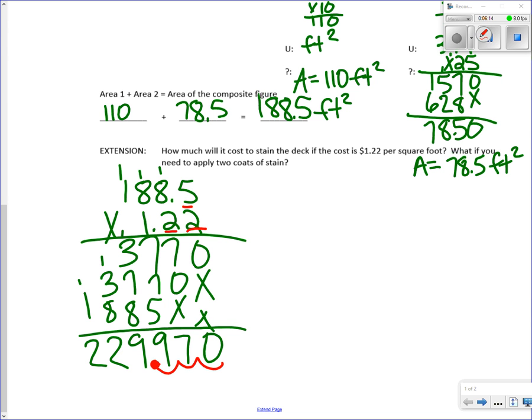So that is going to be, for 1 coat, $229.97. Now it says, what if you apply 2 coats? So we're just going to multiply that by 2.